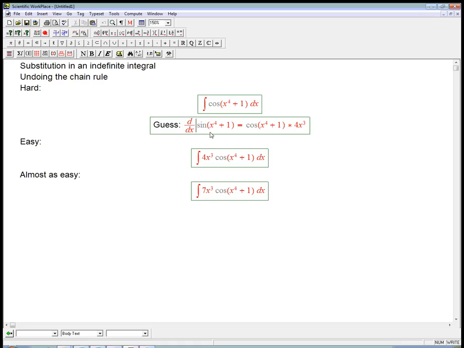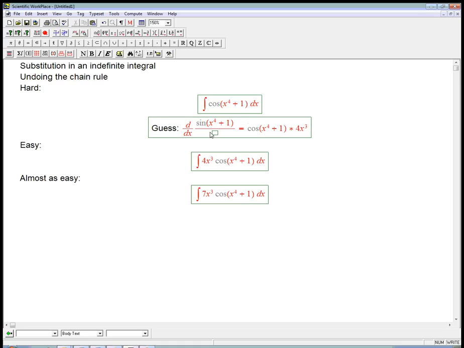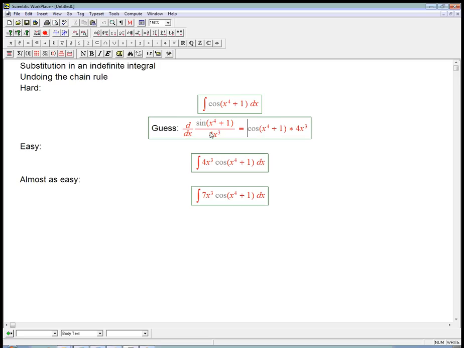Now, could we fix that? In some cases, we can fix that by just dividing. Well, what if I just divide by 4x cubed here? Is that going to be just cosine of x to the fourth plus 1? No way. This is going to be quotient rule. If you get a constant popping out, you can undo it after the fact. But here, you just can't do it. So this problem actually just really is super hard, to be honest.